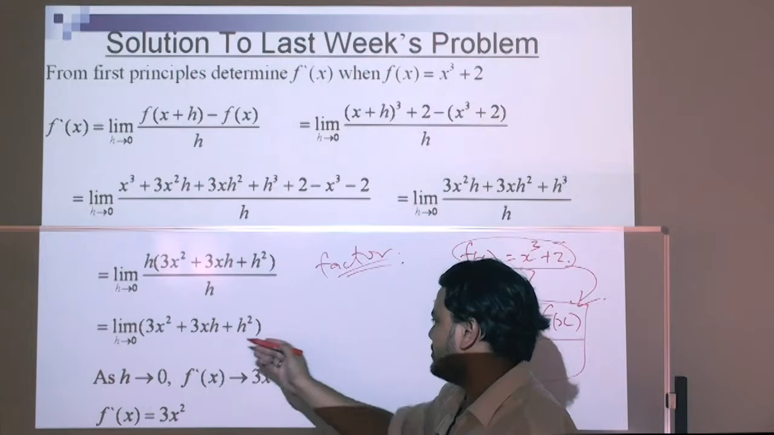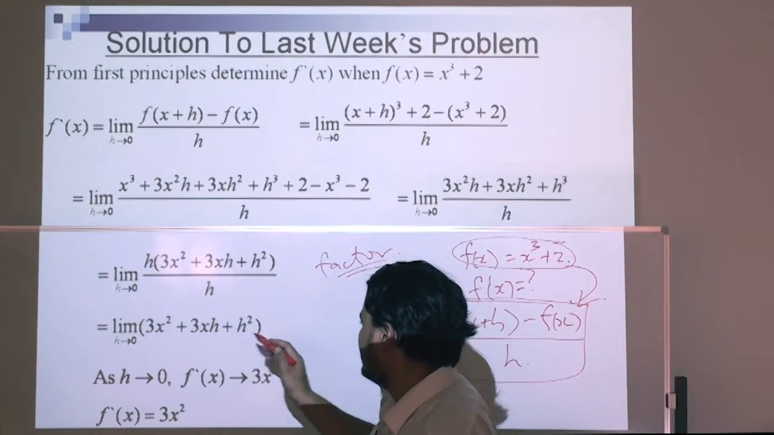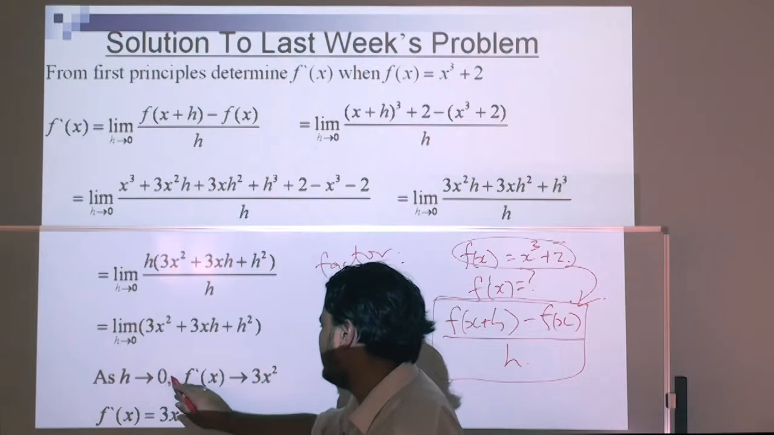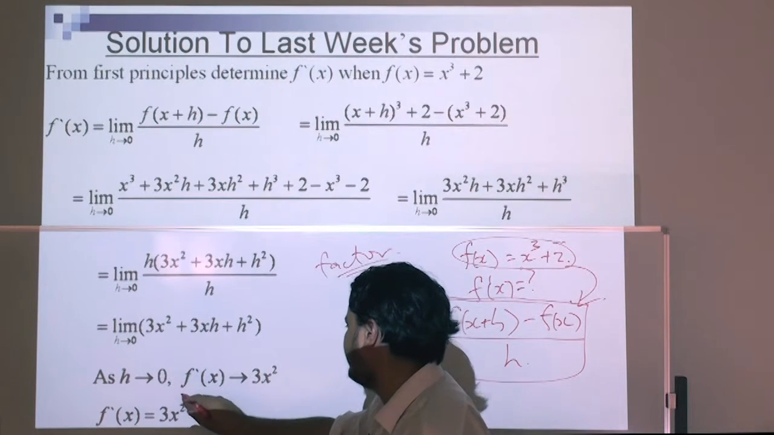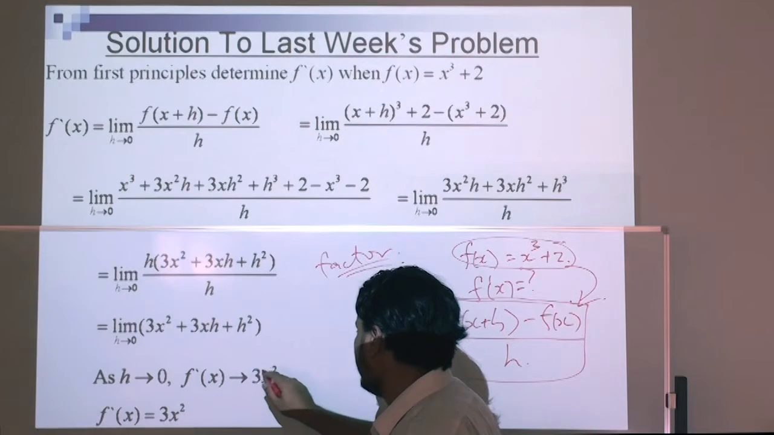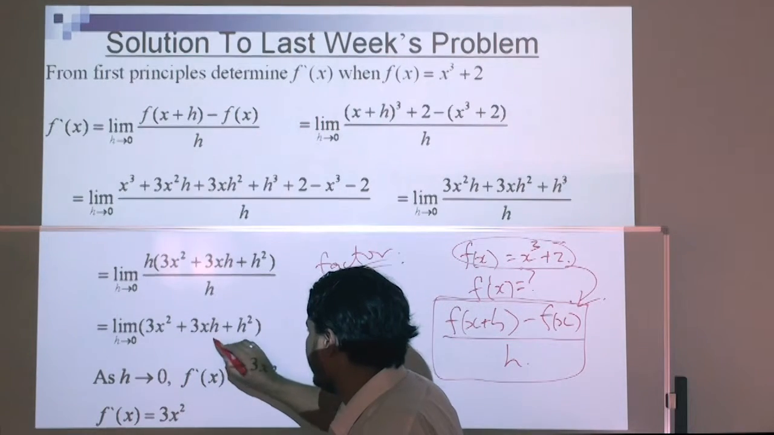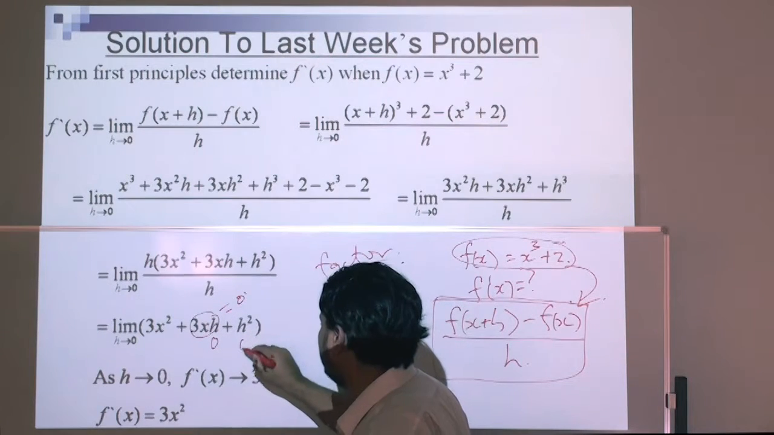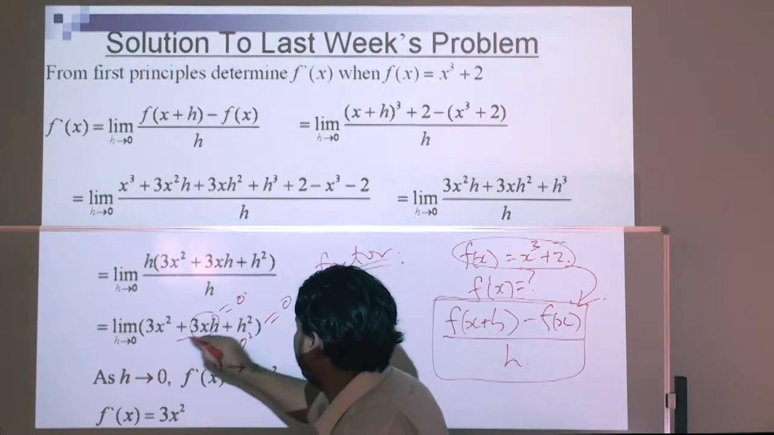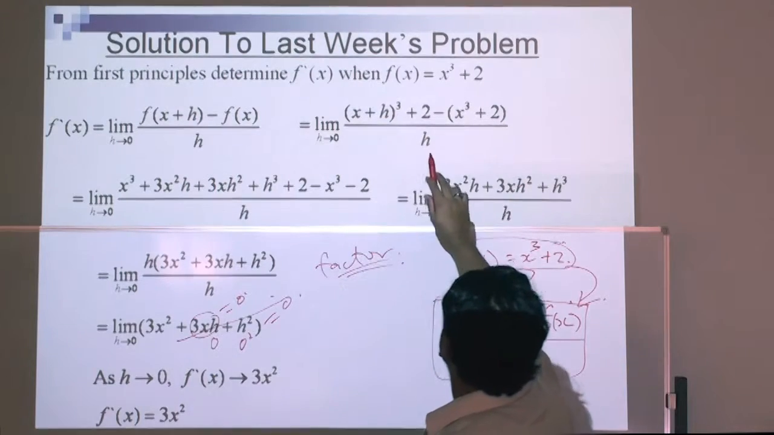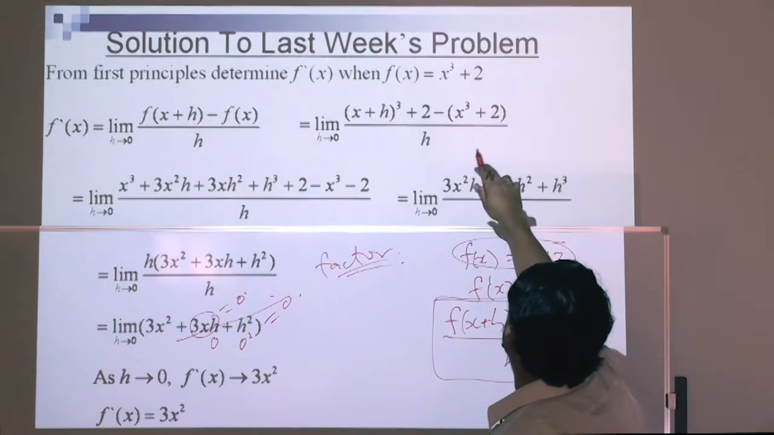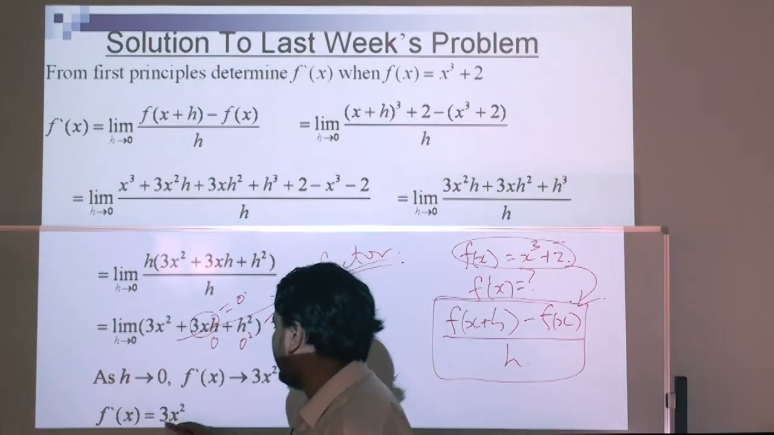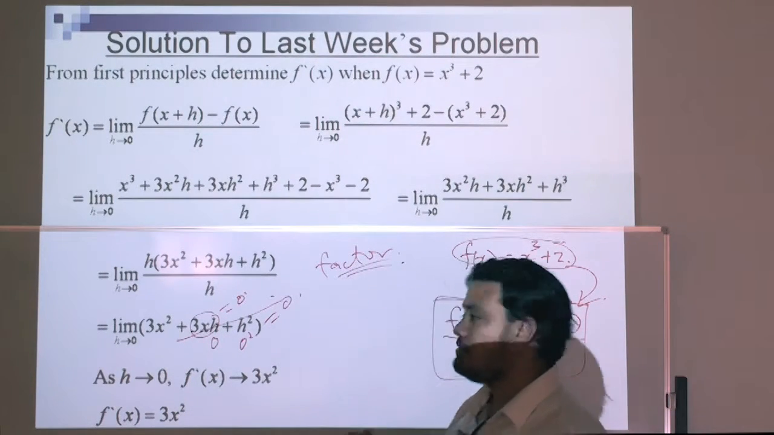When you get to this point, we can now substitute the value of h as h approaches 0. If h is 0 here, that whole value becomes 0, and 0 squared equals 0, so all of that cancels out. So for the function f(x) = x cubed plus 2, the derivative is 3x squared.